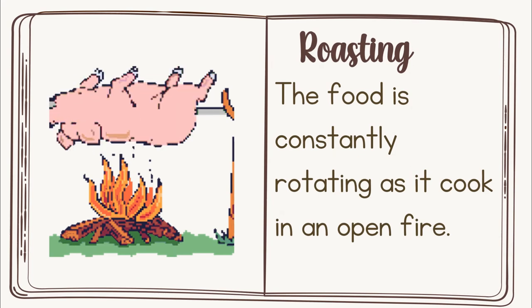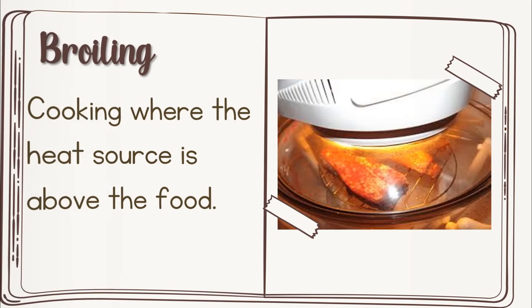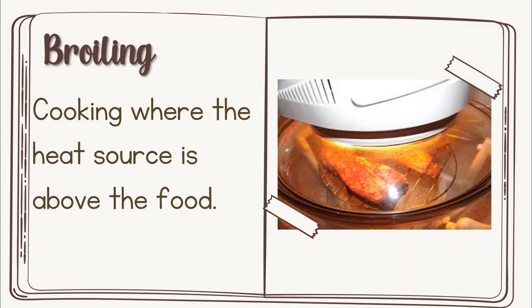Number 3 is roasting, where the food is constantly rotating as it is cooked in an open fire. If in grilling, the heat source is below the food, in broiling, the heat source is above the food.